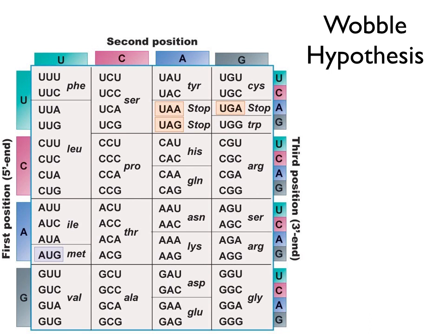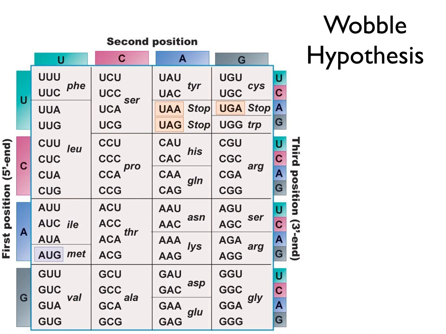And this takes us to something called the wobble hypothesis. And this has everything to do with how translation takes place. Okay? But looking at this genetic code, I want you to understand that the wobble has everything to do with the differences in codons that code for the same amino acid.